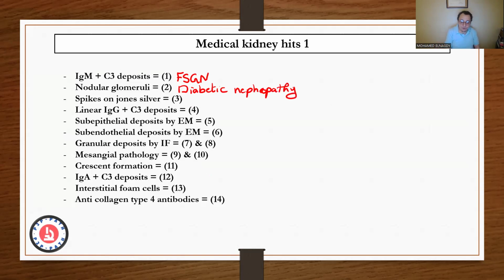And IgM, complement 3 deposits. You mentioned this is focal segmental glomerulosclerosis. Good job. Okay, so next is Alia.